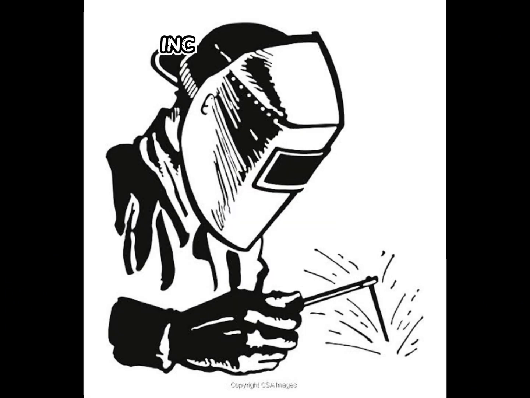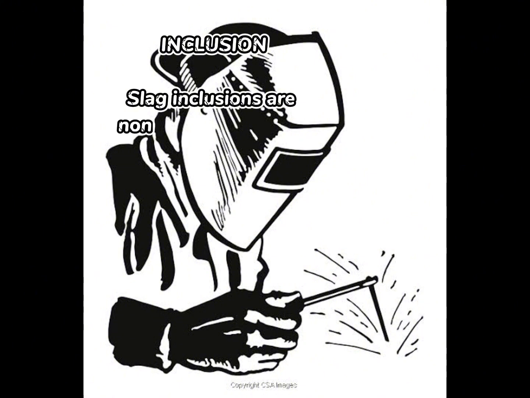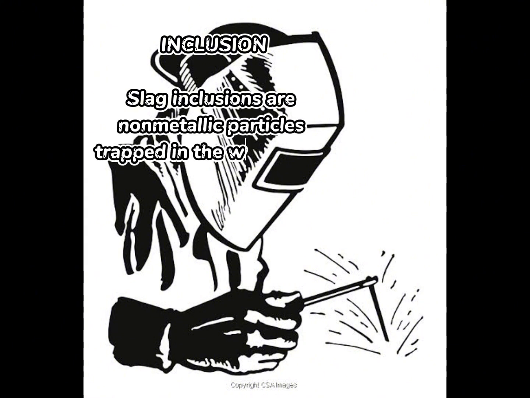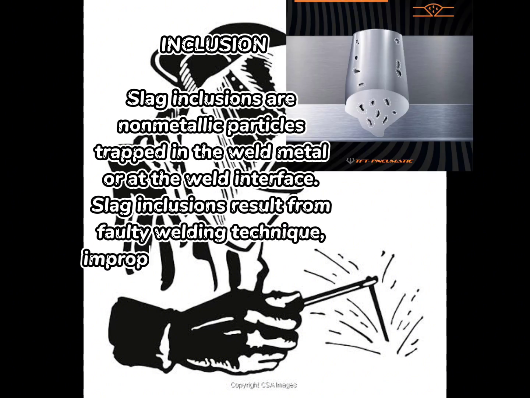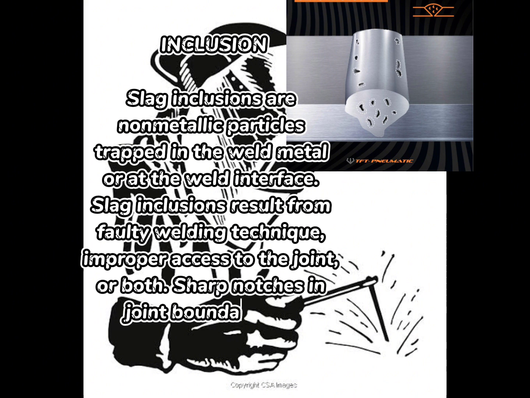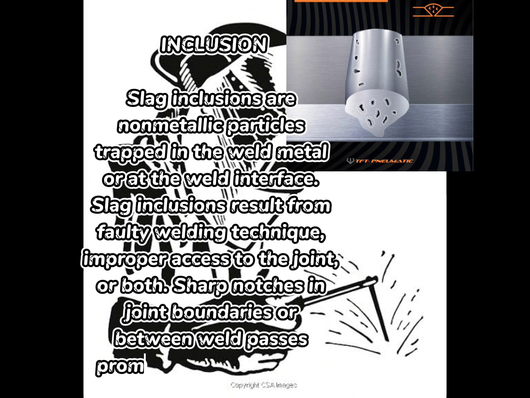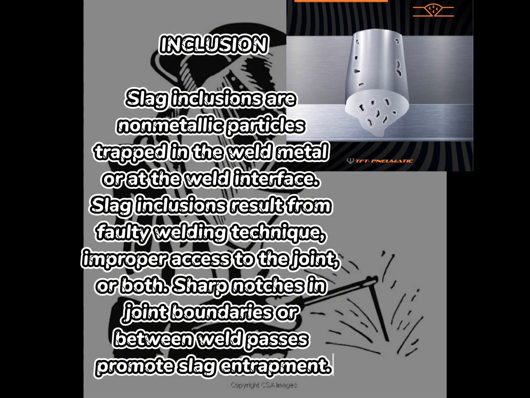Spatter. Inclusion. Slag inclusions are non-metallic particles trapped in the weld metal or at the weld interface. Slag inclusions result from faulty welding technique, improper access to the joint, or both. Sharp notches in joint boundaries or between weld passes promote slag entrapment.